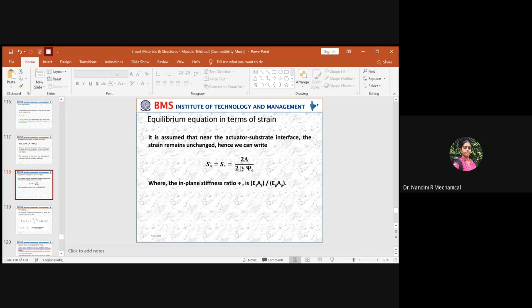But irrespective of the stiffness ratio and the free strain, at equilibrium condition for the uniform strain model, S suffix A will be equal to S suffix S. That is, the strain across the actuator will be equal to the strain across the substrate. And one new equation you have to understand is the stiffness ratio, which relates the elastic modulus of the substrate to that of the piezo element across the given cross-sectional area. So this is for equilibrium condition.